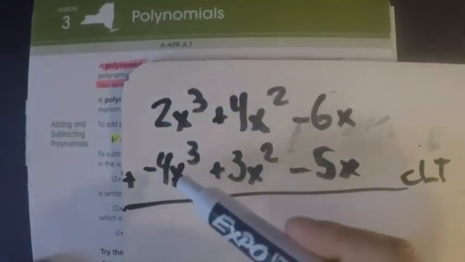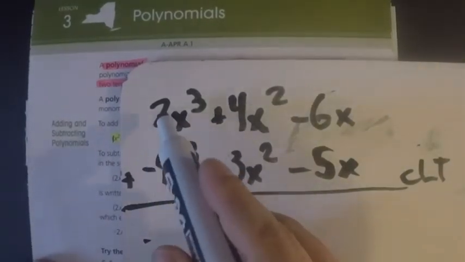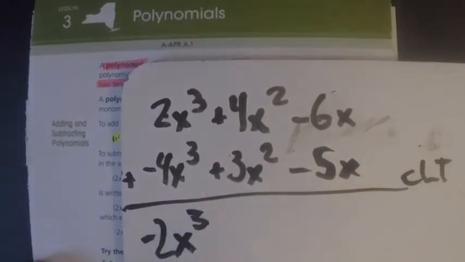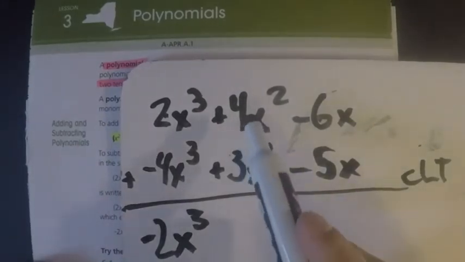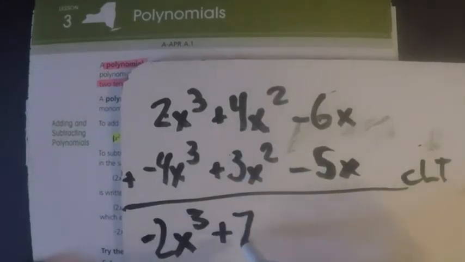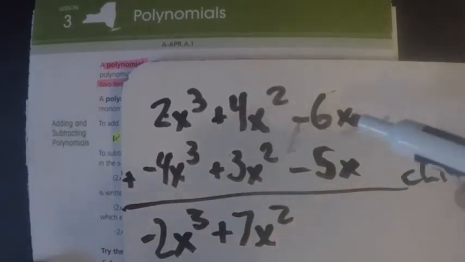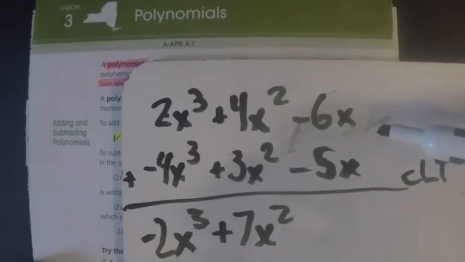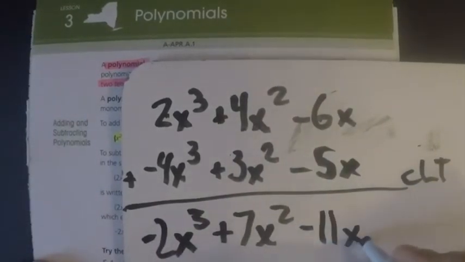Go through and collect our like terms, our CLT line, and then we go through here. So 2x cubed minus 4x cubed. We do 2 minus 4, which is negative 2, and our variable stays the same. Then 4x squared plus 3x squared. We just add the 4 and the 3, plus 7, and our variables stay the same. Then finally, negative 6 plus a negative 5. We add the numbers and keep the sign, and that's going to be negative 11x.